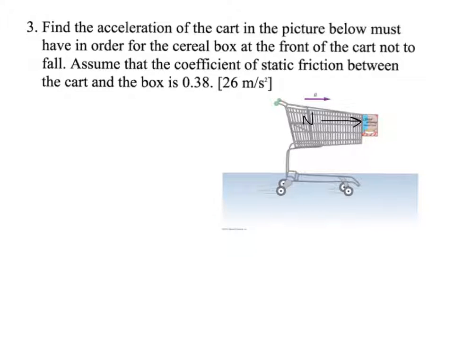That creates enough static friction to counteract the box's tendency to slide down because of gravity. The box wants to slide down because of gravity, but it doesn't because there's enough friction between the box and the cart holding it up right there. So the question is, what is the acceleration?